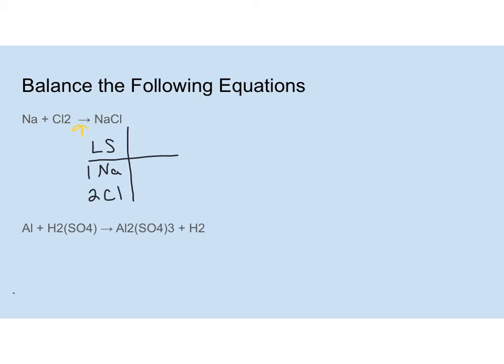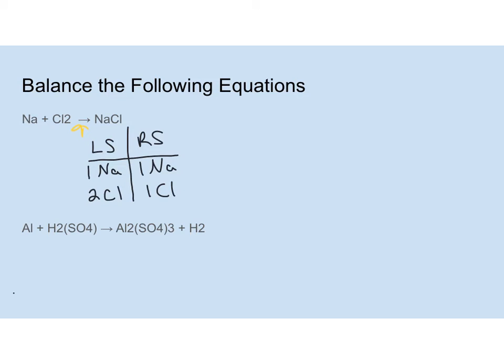Now, on the right side, I have 1 sodium, so that's good, that matches up, but I only have 1 chlorine, so that does not match up. So what I have to do now is start putting in coefficients and trying to make them match up. So when I look at this, I say, okay, I need 2 Cl's on the right side.